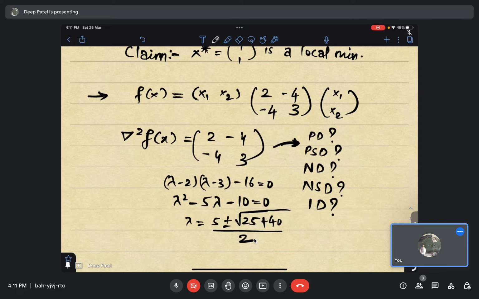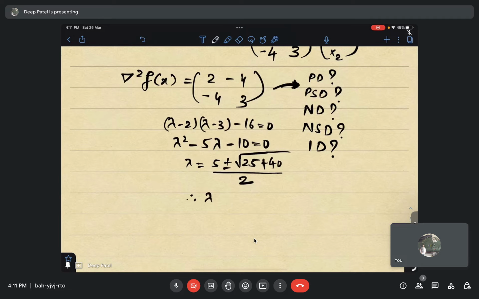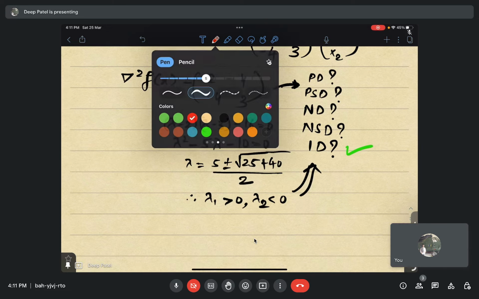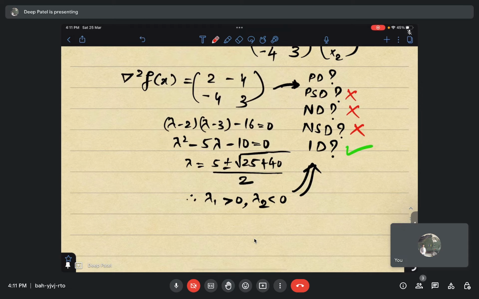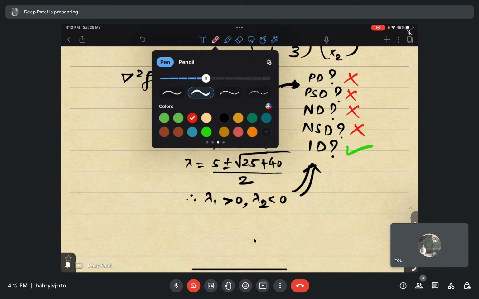Cannot conclude? Are you sure? Maybe not. I'm just trying to recall, not to tease you. I'm forgetting those things actually. So lambda 1 is greater than 0, lambda 2 is less than 0. So what does this mean? It's indefinite. Yes, it's indefinite.